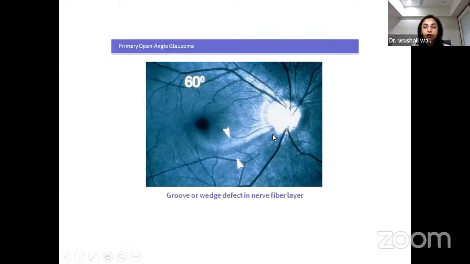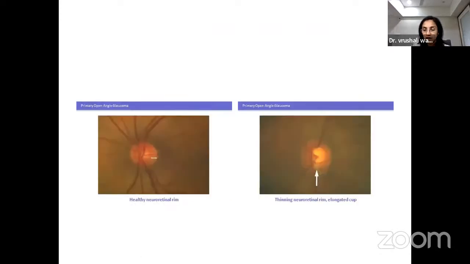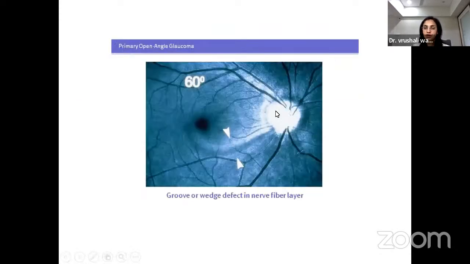As I mentioned, the first sign we should look for is whether there is any defect in the nerve fiber layer. This is a red free picture of the optic nerve. We have a filter in our slit lamp, so we can apply that and see this red free picture of the optic nerve. Whenever there is such a defect in the nerve fiber layer, we should suspect glaucoma and do further examination or further tests.